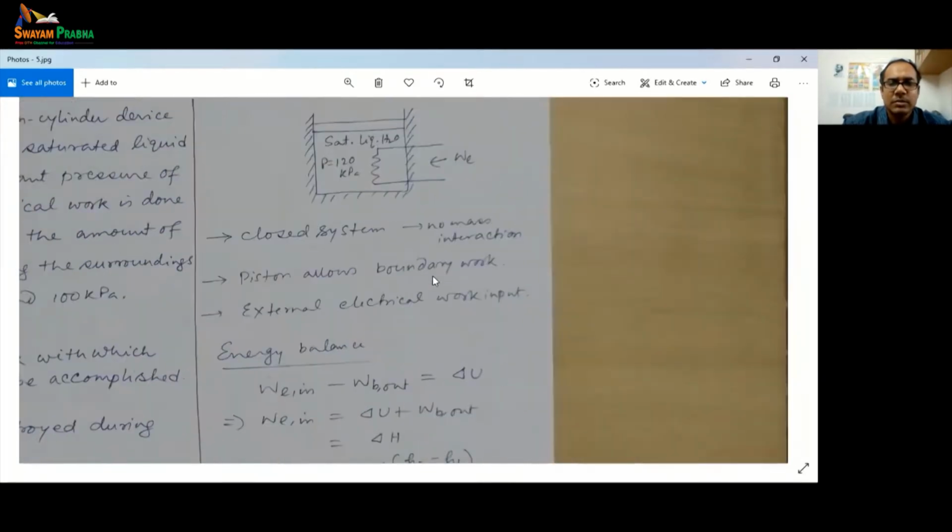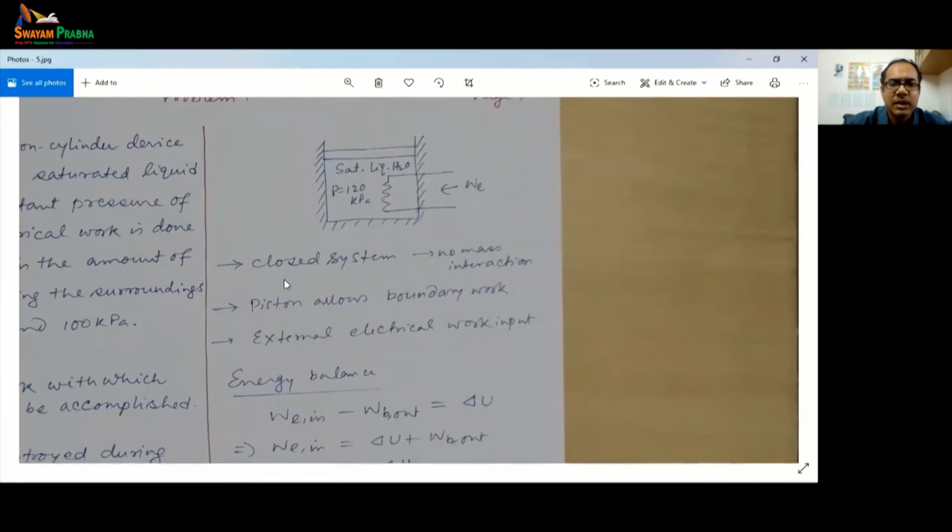Okay, so the first observation on this system is that it's a closed system, and closed system means that there is no mass interaction. The piston is allowed to move up and down, so it allows boundary work to be done, and the electrical work is coming in through this external electrical coil.